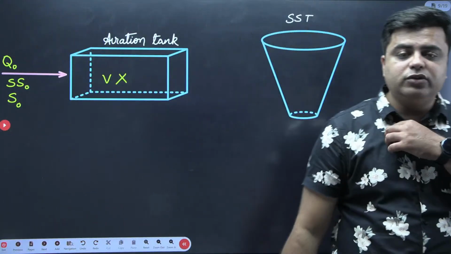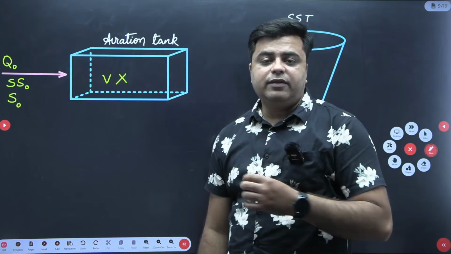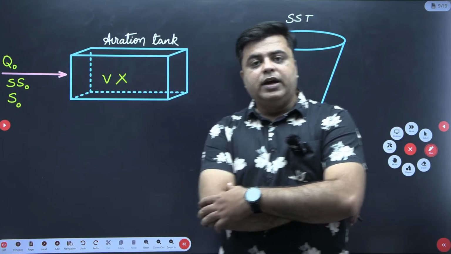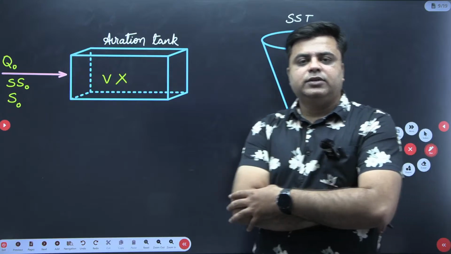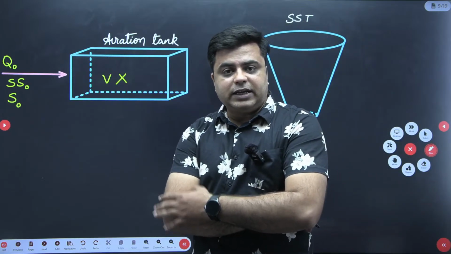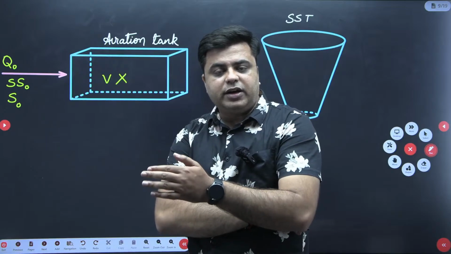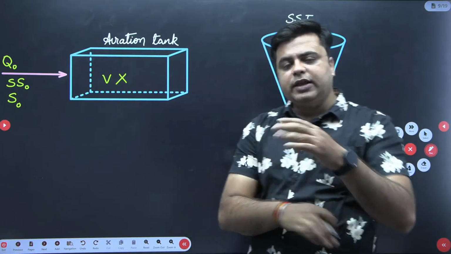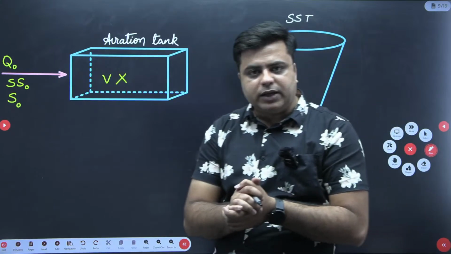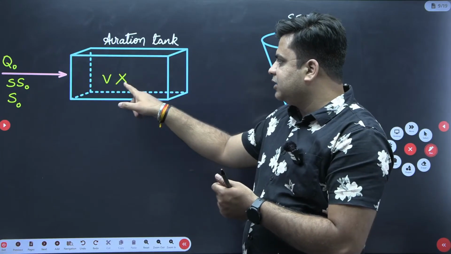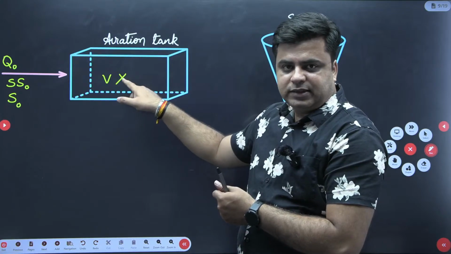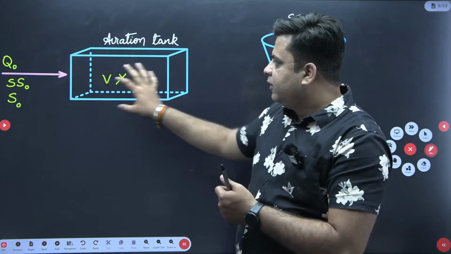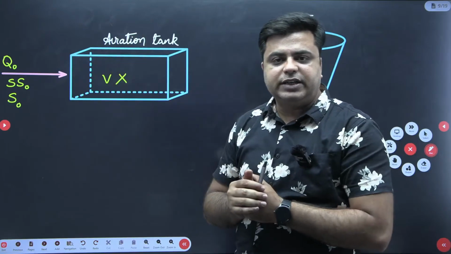Now I have told you this in the previous session. Whenever I need to tell the concentration of microorganisms, I tell it using biomass. Biomass is expressed as mixed liquor suspended solids, MLSS, or mixed liquor volatile suspended solids, MLVSS. Either way you can represent the biomass. So that MLSS or MLVSS is X. X is basically the amount of microorganisms which are present in this aeration tank.